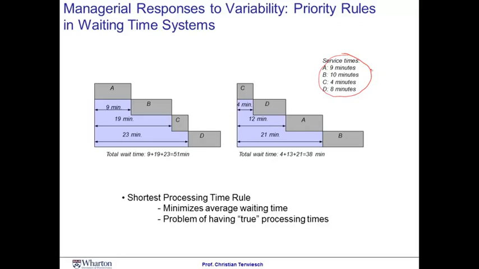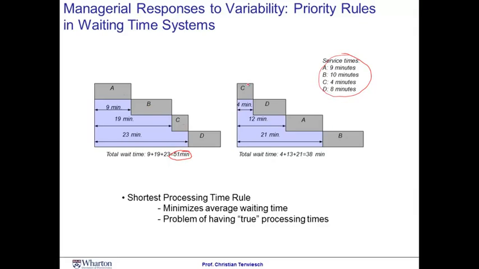Now if I order them A, B, C, D, you see that B will have to wait 9 minutes, C will have to wait 9 plus 10 equals 19 minutes, and D will have to wait for A, for B, for C, equals 23 minutes. So across all tasks, the total wait time is 51 minutes. Now imagine I resequence them.